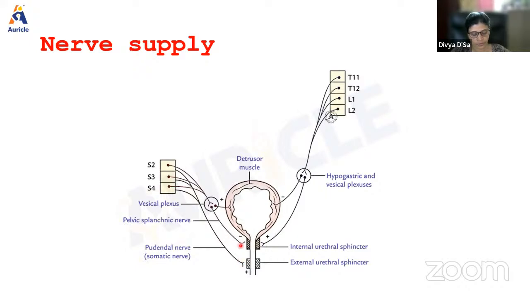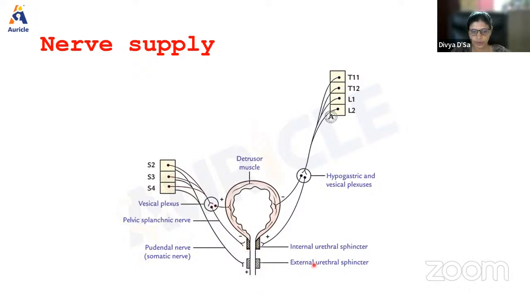The cell bodies of the postganglionic fibers of the parasympathetic usually lie closer, they are shorter, so they are situated close to or within the bladder wall. This parasympathetic is the motor supply for the bladder. On stimulation, it will stimulate the detrusor muscle, whereas it will inhibit the internal urethral sphincter.